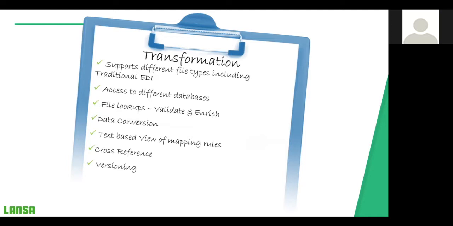We can convert data. Typical example of that is different date formats. We have a text-based view of mappings. And for simple maps, you wouldn't really use that. But for the more complex EDI maps, then it becomes invaluable to be able to quickly track down where you may have problems in the map. And again, we have that cross-referencing, and we have this versioning. So it allows us, if we've made a change to a map and it's broken the map or something's gone wrong, we can always roll back to a previous version.